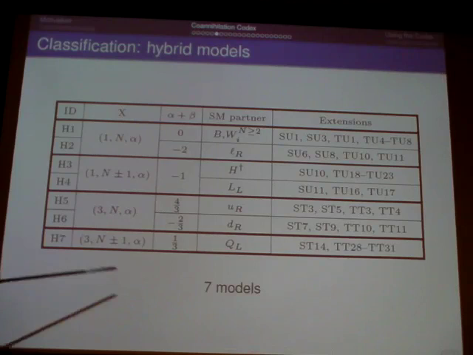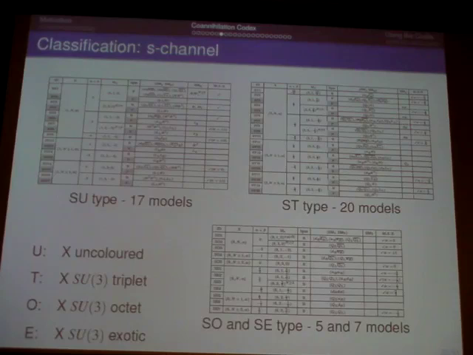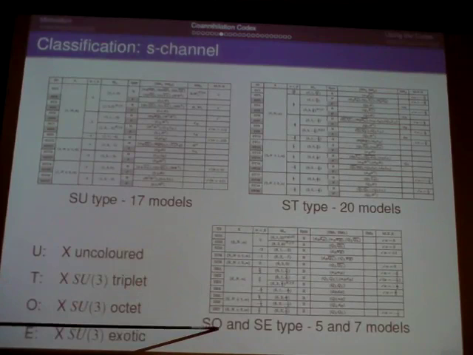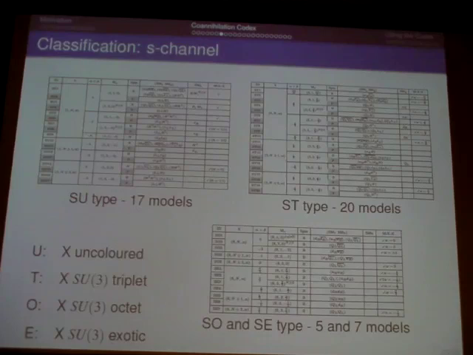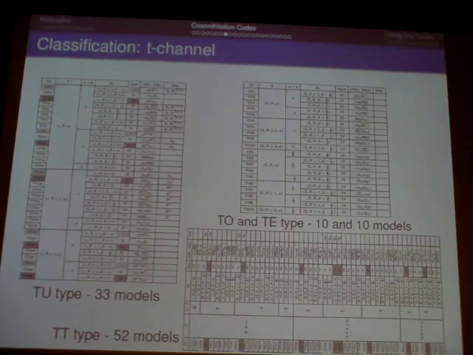And now we're ready to look at the whole classification. In the S channel, these are all of the models that we found. We've got this SU type, which is where the X is uncolored, and ST, where the coannihilating partner X is an SU3 triplet, or where it's an octet or more exotic. Turns out there's only six of those. And that's all of the S channel models that there are. I think there's 49 altogether. In the T channel, there's a few more, and this is mostly because you have twice as many of these spin assignments. But with a little bit of creativity, you can fit it all on one slide.